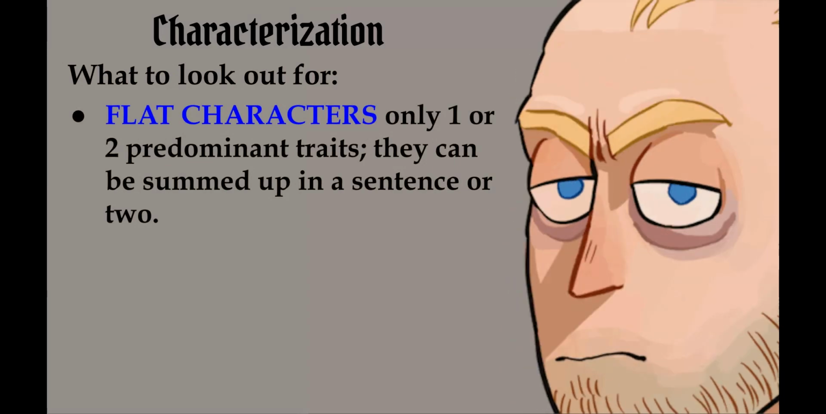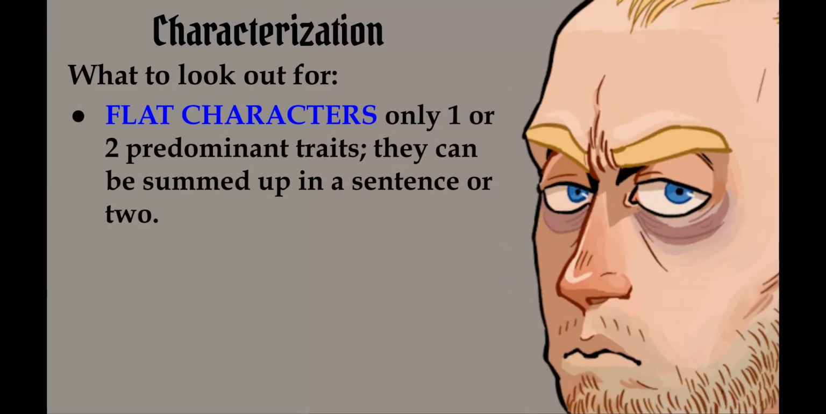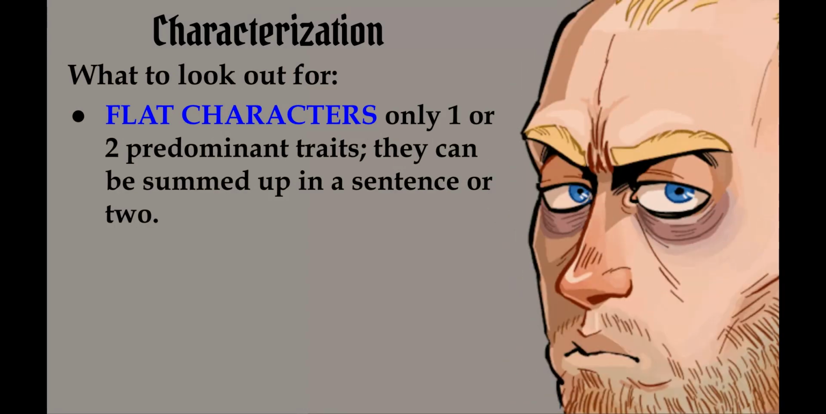And so some other kinds of characters we can be looking out for in the hows of your ARNs are flat characters. Those are those 2-dimensional characters that we only know 1 or 2 things about, or they only have 1 or 2 predominant traits. They're kind of shallow, right, and flat, and they can be summed up in a sentence or 2.